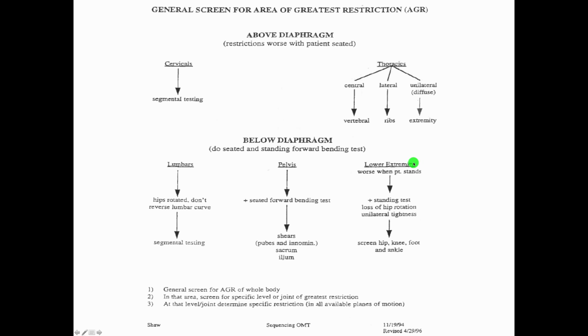So if you're screening them and it's really restricted in that lumbar area when they're standing, and then when you sit down, it's not as bad, so the findings are worse when standing, you want to consider the lower extremity. You might have a positive standing test, which could mean a pelvis problem, but it also could mean a lower extremity problem. You'll have unilateral tightness along that side of the lumbars, and so you want to screen the hip, knee, foot, and ankle.